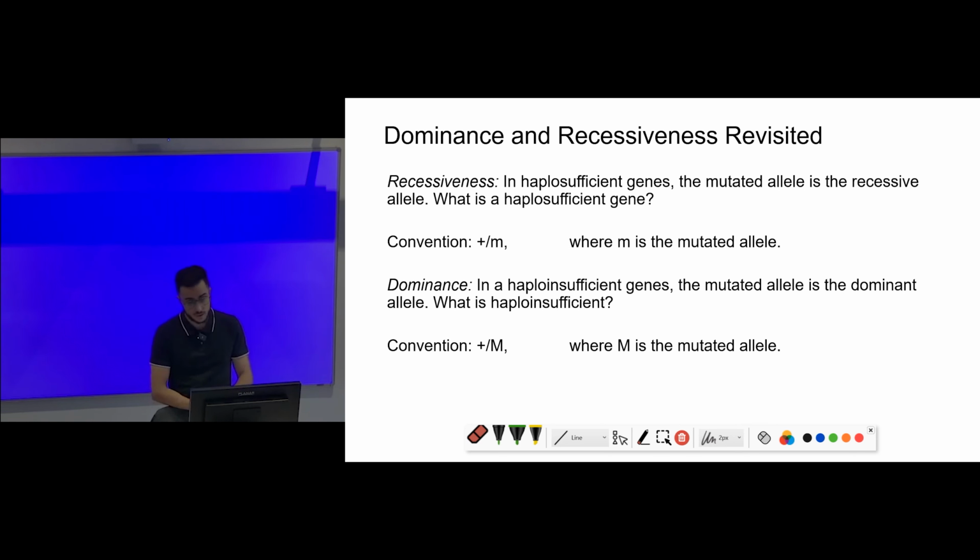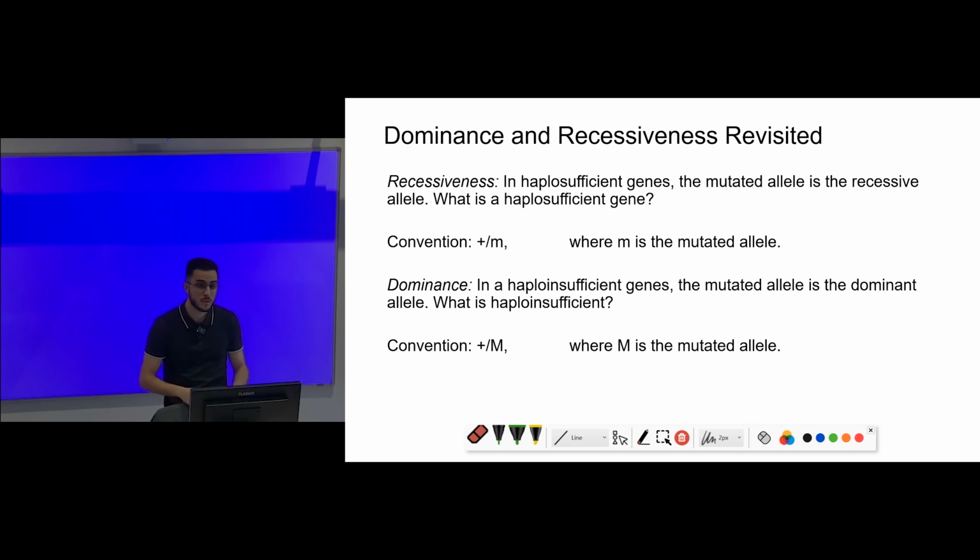So last week we were talking about dominance and recessiveness. We have to be a bit more specific about that. The alleles can be changed, right? If you're saying that one is dominant, the other is recessive, the way you write it can change. When we're talking about recessiveness, what we mean is that the mutated allele is the recessive allele, so the small m in this case. And this happens in haplosufficient genes. If you have a heterozygote in a haplosufficient gene, that means that one allele is sufficient to make a healthy phenotype. So the mutated allele would be considered the recessive because you would need two of it to make the mutant phenotype.